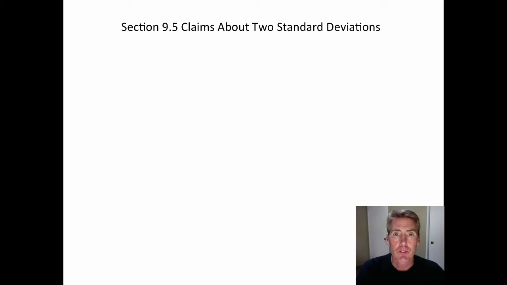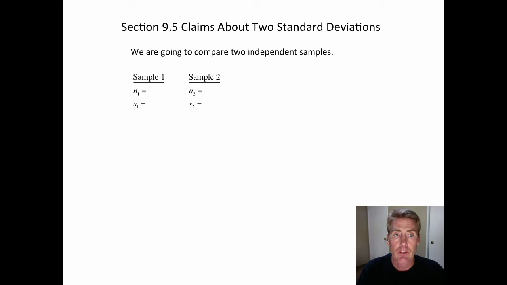We're doing section 9.5, claims about two standard deviations, and then we're done with chapter 9. Okay, so we're going to be comparing two independent samples. Again, something like the variation for men's scores versus the variation for women's scores. So you would have these two independent samples. With this, you just need to know the sample size and the standard deviation.